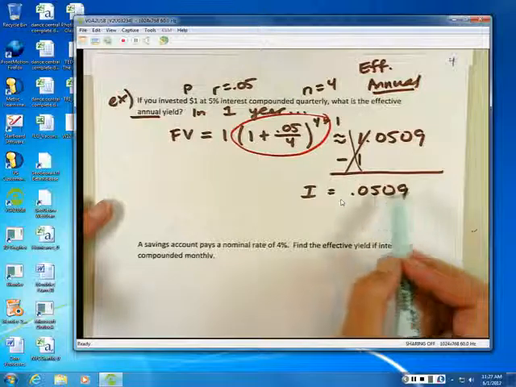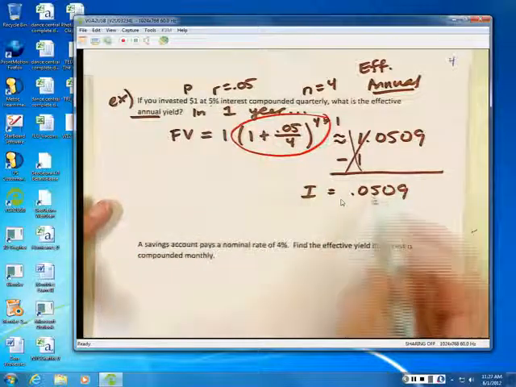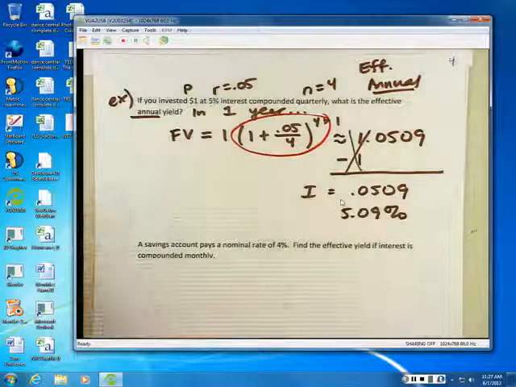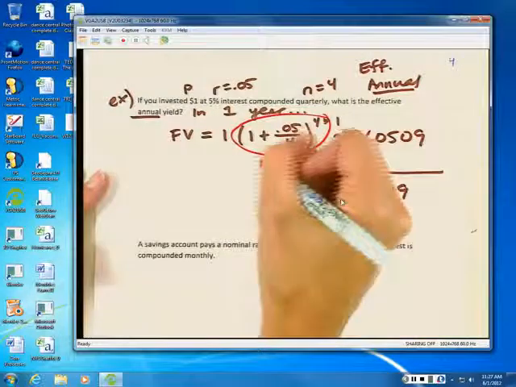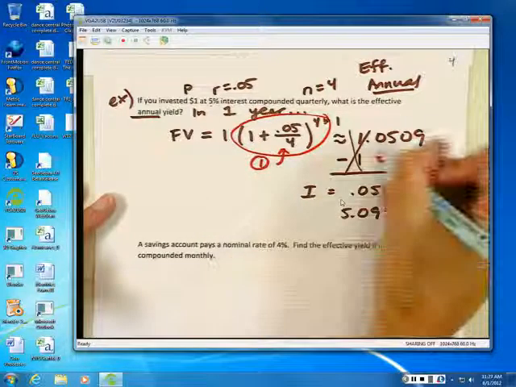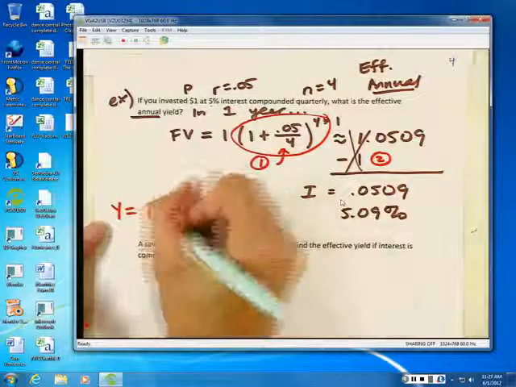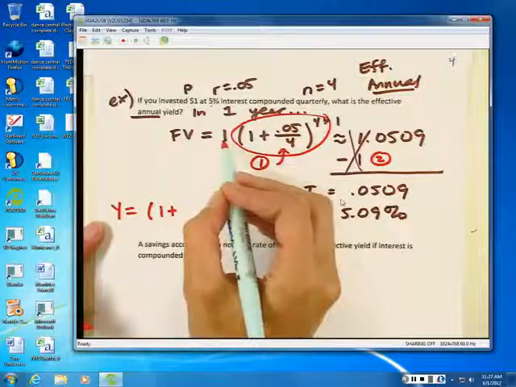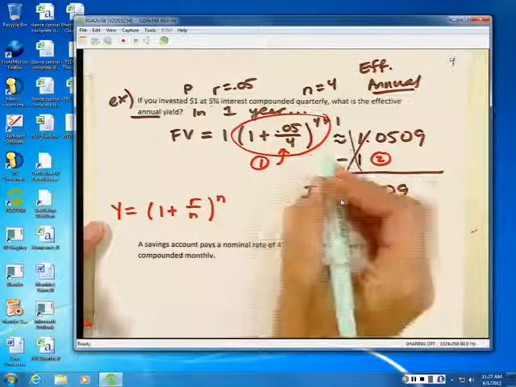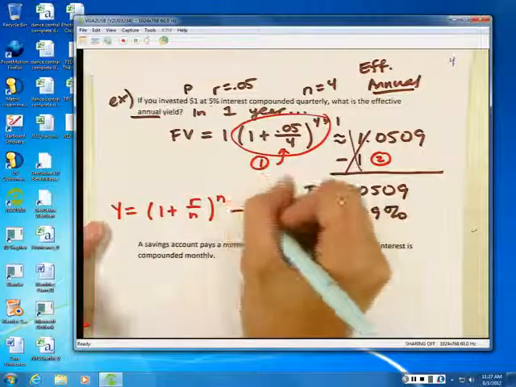That means that I didn't earn just 5% over the course of that year. Because of compounding, I earned 5.09%. If you take a look at our steps to figure out the annual yield, we did that compounding interest formula for $1 and 1 year first, and then we subtracted the $1. So our effective annual yield gets computed this way: 1 plus rate over number of compoundings, all to the number of compoundings, because we're looking for it annually. And then I subtracted off that dollar, minus 1.